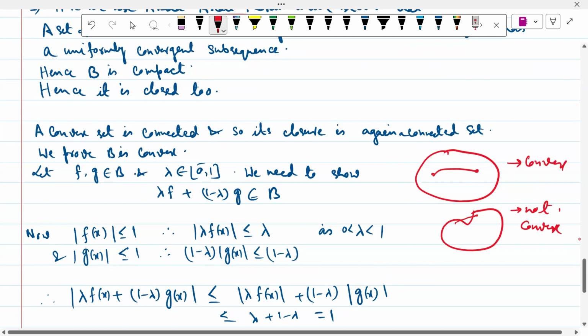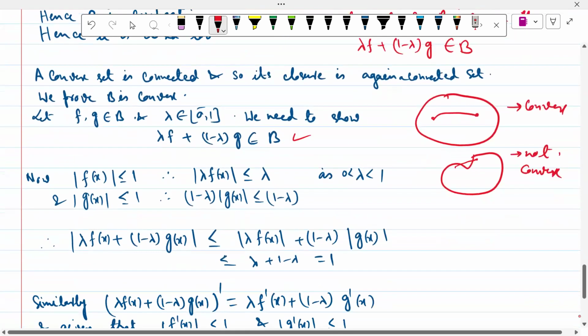By some simple calculation, you can show that this is a convex set. And since it is a convex set, this has to be connected. So let f, g belong to B and lambda belong to [0,1]. What is the definition of a convex set? If f, g belong to B and B is convex, then lambda f plus (1 minus lambda) g has to belong to B. This is the equation of a line passing through f and g. So this thing we need to show.